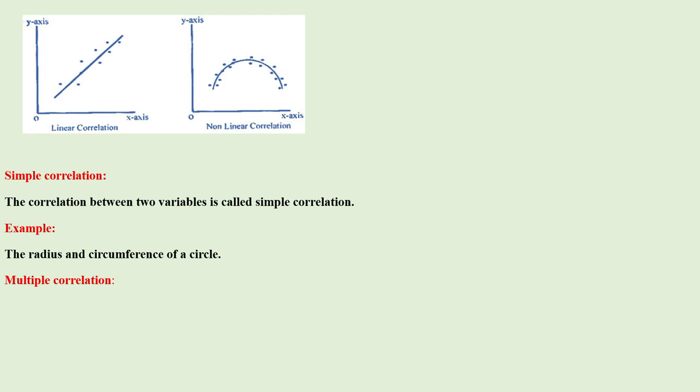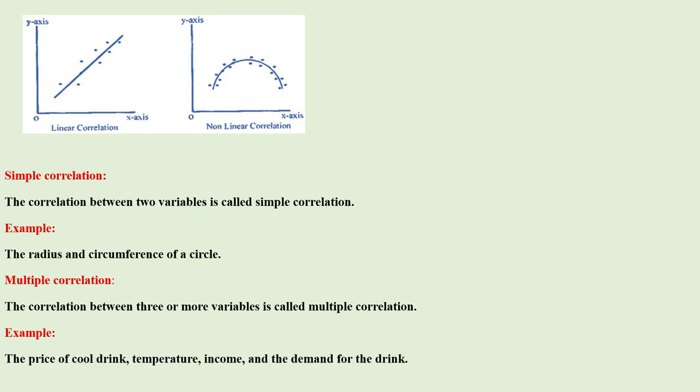Multiple correlation: the correlation between three or more variables, more than two variables, is called multiple correlation. Only two variables means simple; more than two means multiple correlation. Example: the price of a cool drink, temperature, income, and the demand for the drink. So that is multiple correlation.